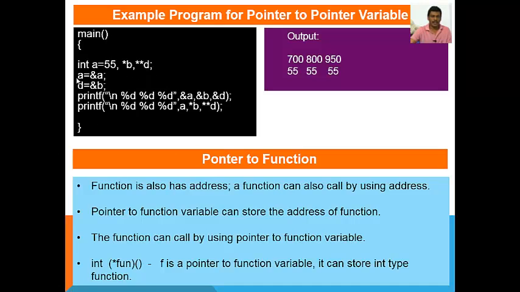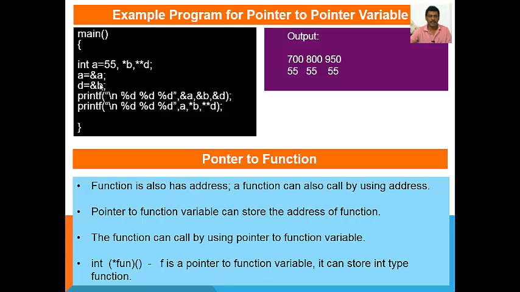So a equal to 55. Then b equal to ampersand a. It is a typo: b equal to ampersand a. The address of a is assigned to b. Assume the address of variable a is 700, the address of b is 800, and the address of d is 950. Just assume that b equal to ampersand a: the address of a, that is 700, is assigned to b.